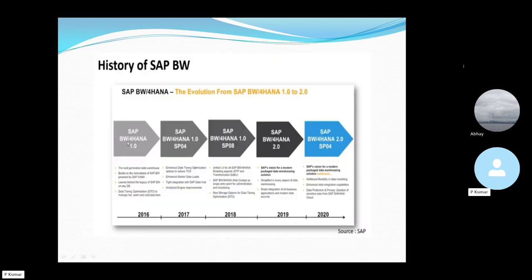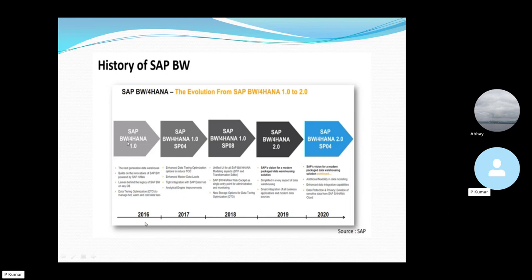Now here you can see some history of BW. As you are aware, earlier it was BW 3.5, then it moved to 7.0, then 7.3, then 7.4, then 7.5. After 7.5 it is BW/4HANA 1.0, and currently it is going on with 2.0. You can see these are the features here.